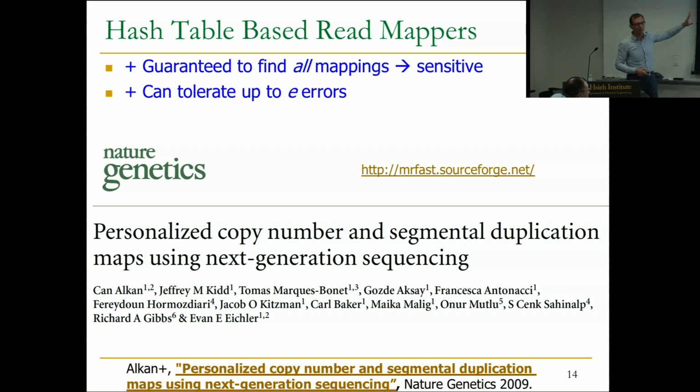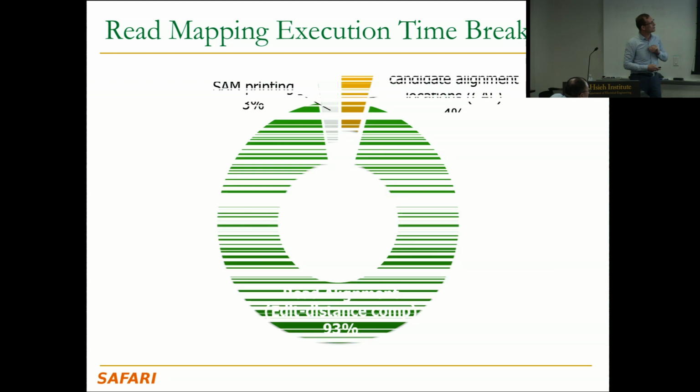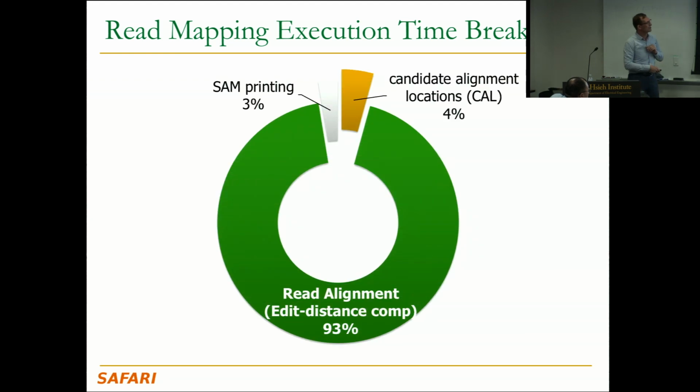This is actually relatively old work from 2009. This was the most comprehensive mapper at the time. It's guaranteed to find all mappings. It's very sensitive, but it's slow, like many, many other mappers. If you want to find a lot of the potential mappings, it becomes slow. And we analyzed the execution time of this, and it turned out most of the execution time is spent on read alignment. Basically, you try to match small parts of the genome with a reference genome, and essentially we're trying to do the alignment process, and that's edit distance computation.